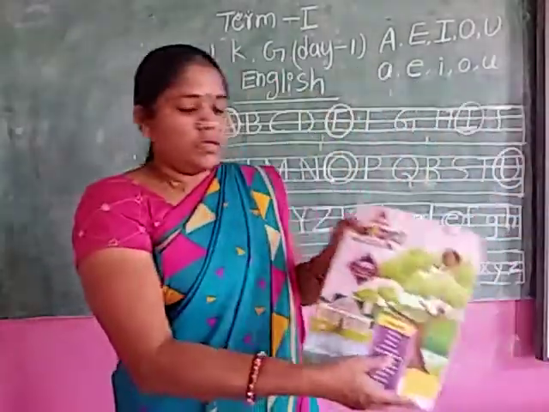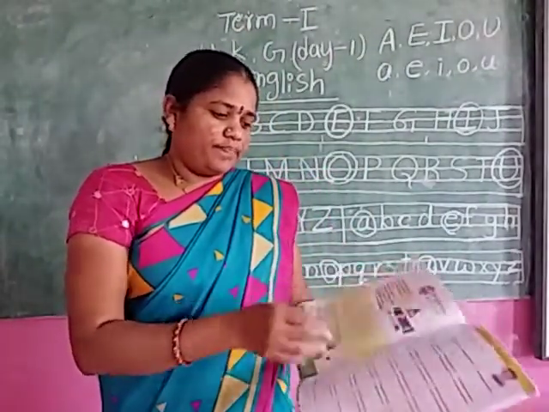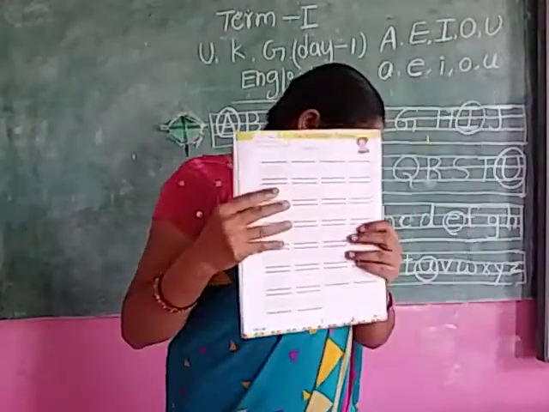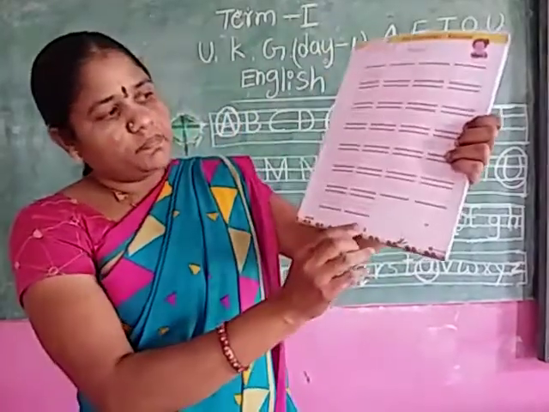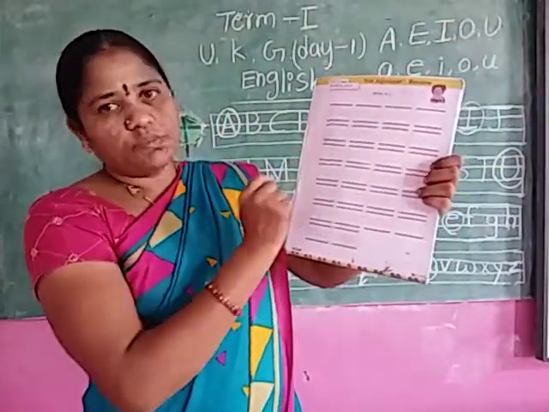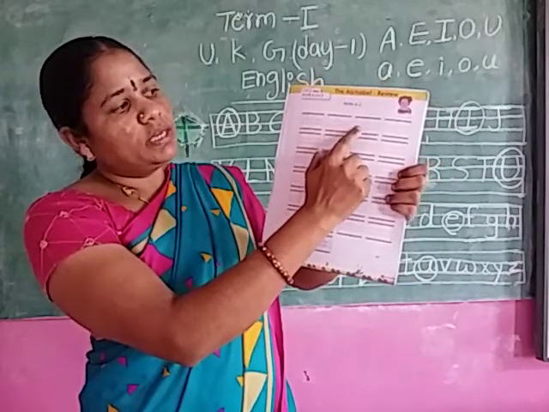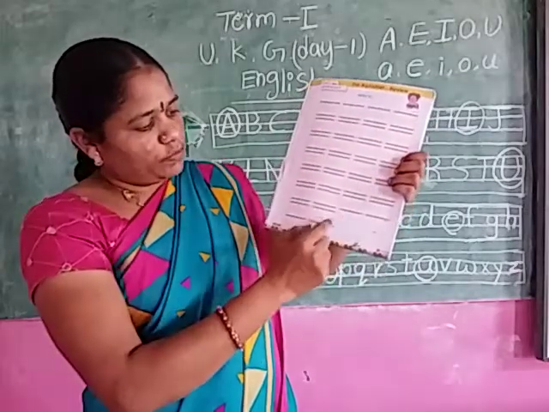Next up, review activities book. Here, this is your review activities book. In this, write the alphabets. Page number 3. Capital letters and small letters. Capital A, small a. Capital B, small b. Capital C, small c. Capital D, small d. Like this, up to Z.